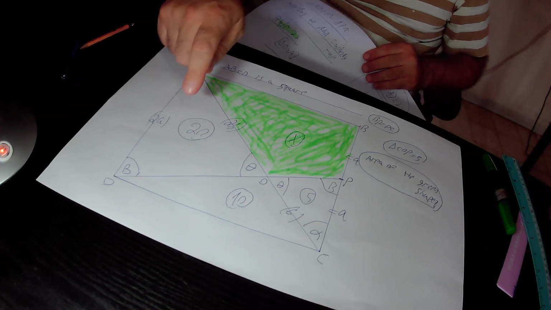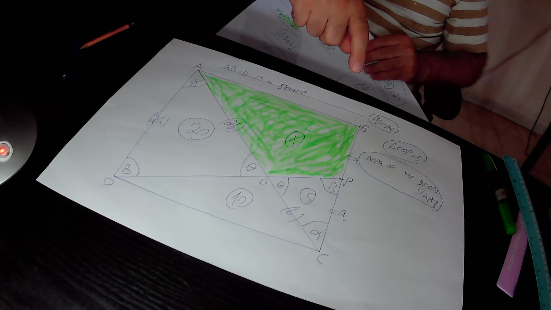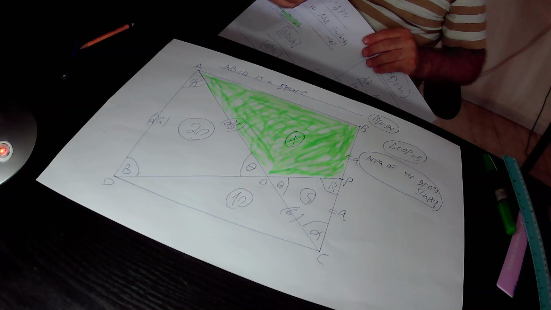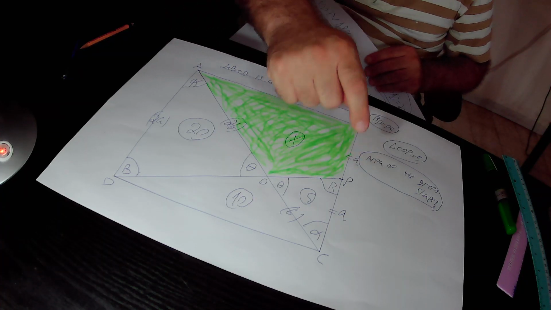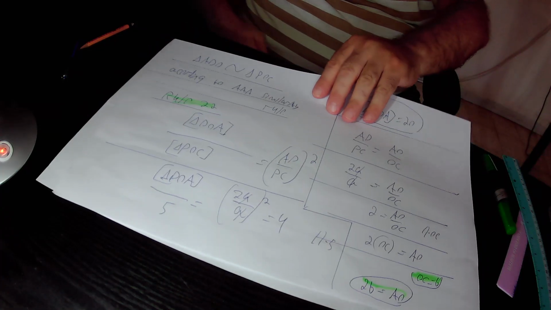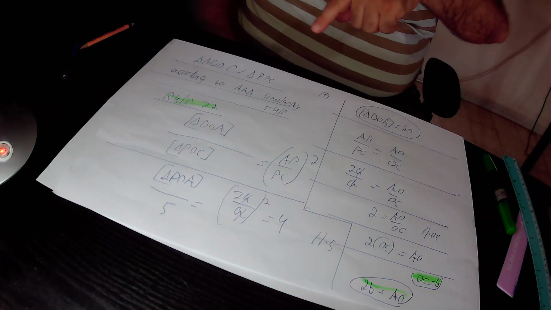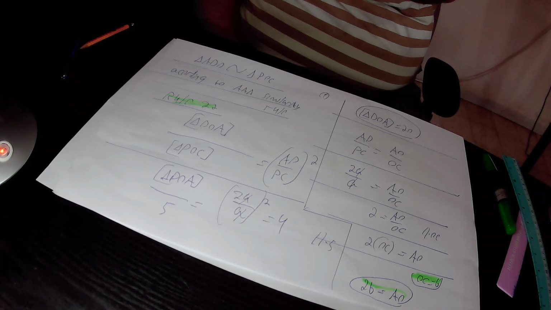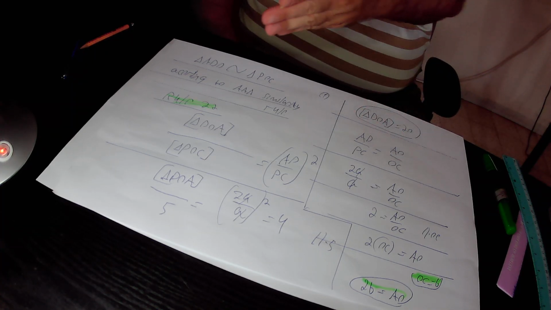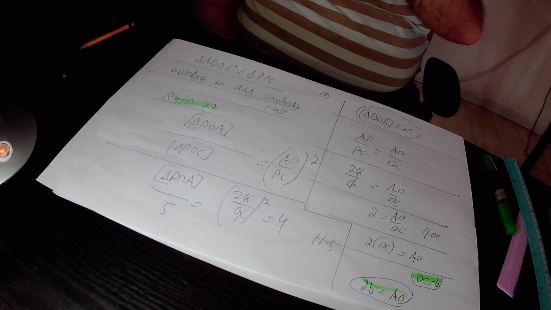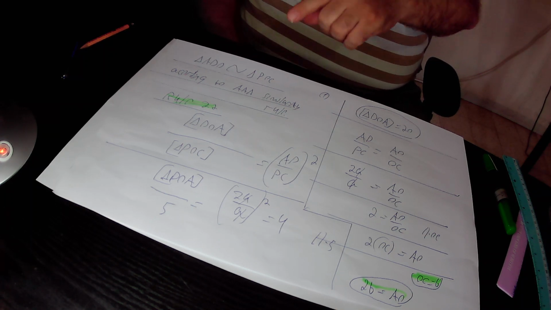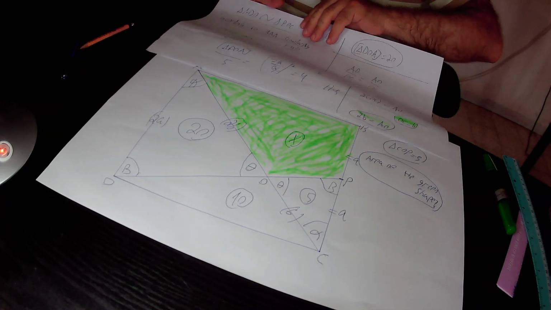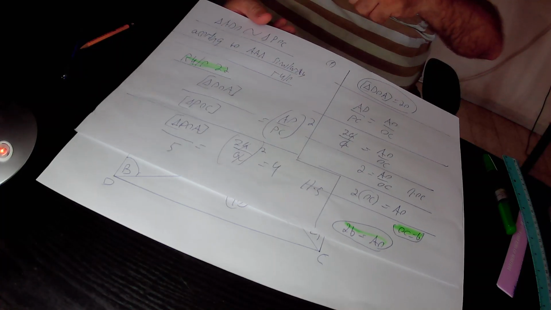Side AD is the corresponding side of side PC. So AD over PC squared is equal to the ratio between the areas of the two similar triangles according to rule 22. Again, this equation is the implementation of rule 22 in our drawing. So the area of triangle AOD over the area of triangle POC. The area of triangle POC is 5 according to what is given in the question.